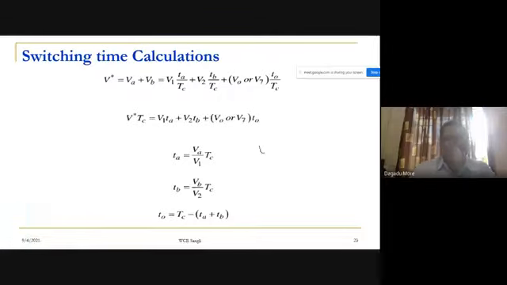So what is the meaning of TA? How much duration we can apply V1, that will be TA. What is the meaning of TB? How much duration we can apply V2. And what is T0? T0 is the duration for which we can apply either V0 or V7. Any one we can apply.